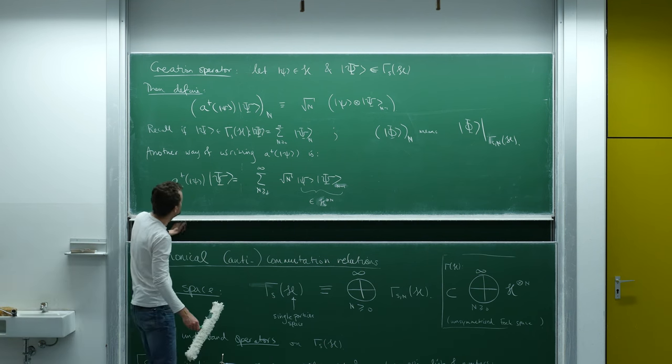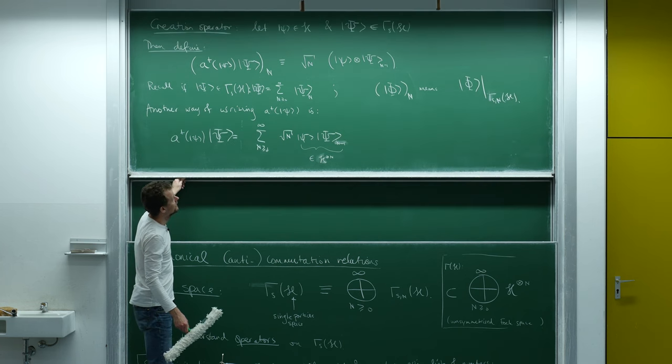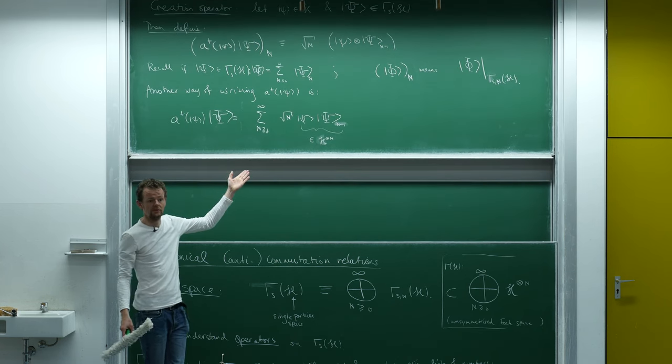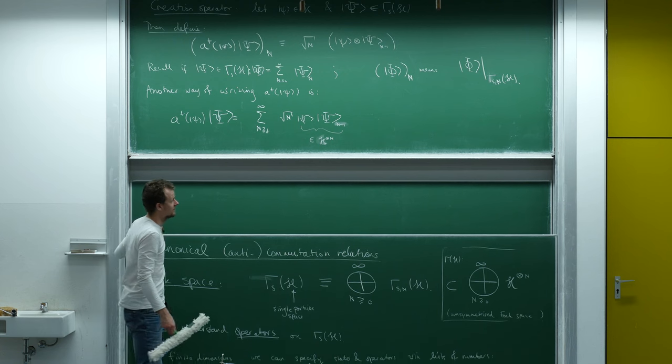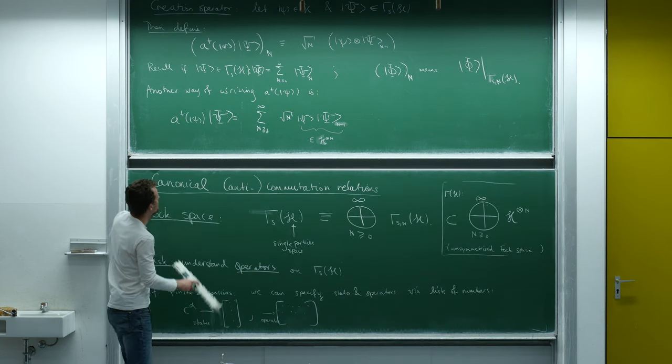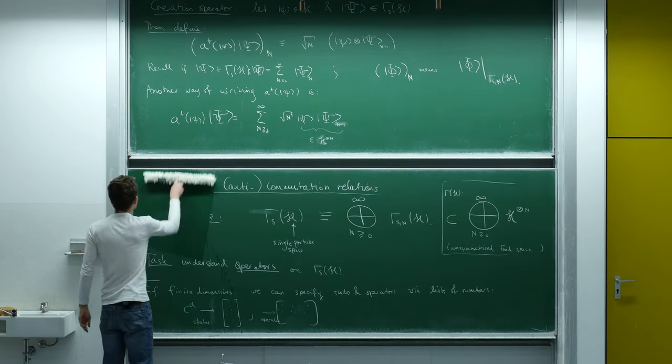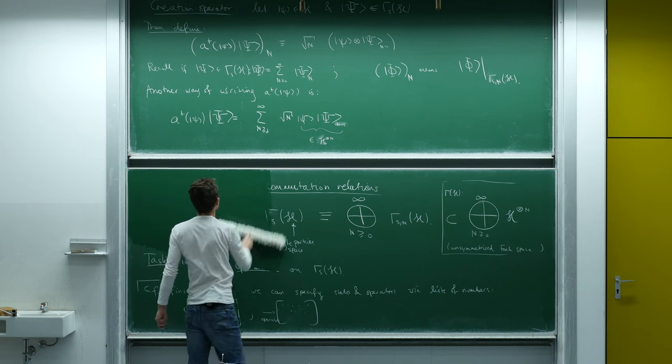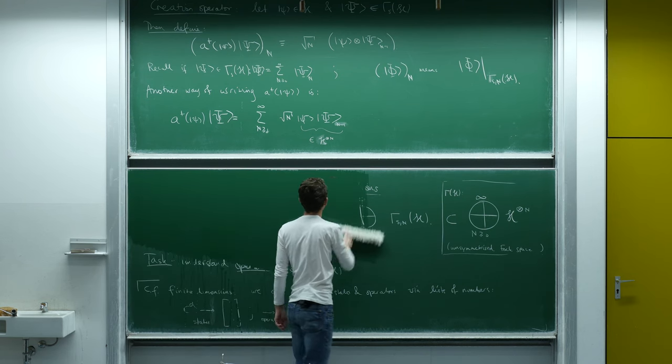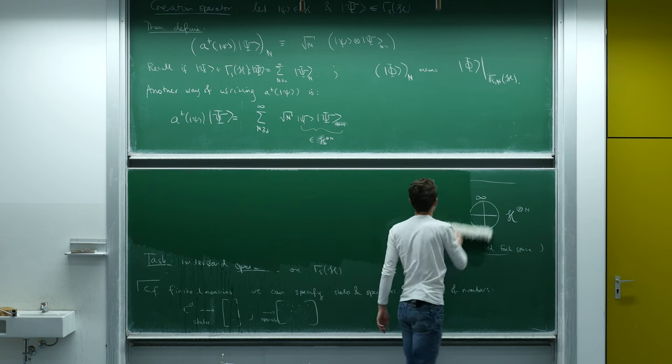What A dagger does on symmetrized Fock space, well, it's not defined on symmetrized Fock space. Think about taking a nice symmetric vector and tensoring on a different vector. The new thing is no longer symmetric under permutations.